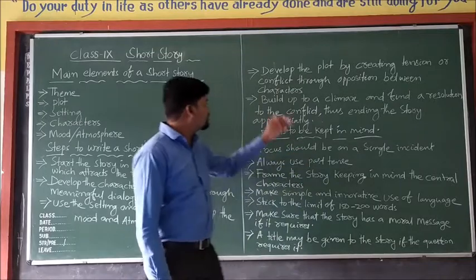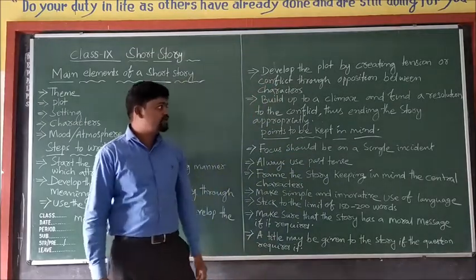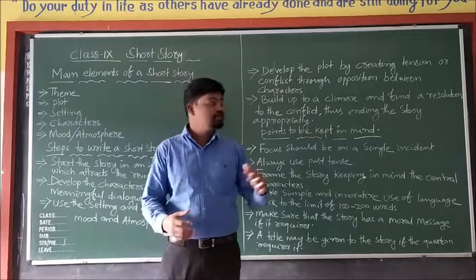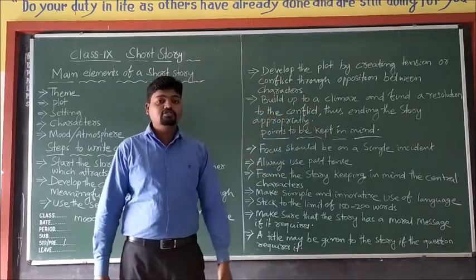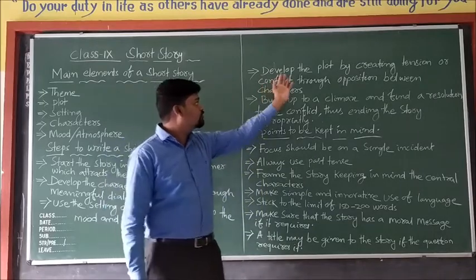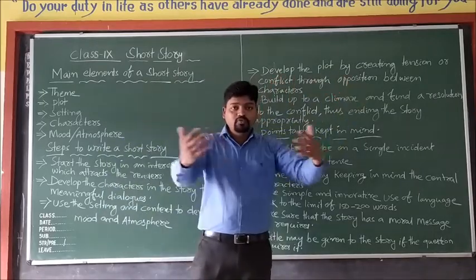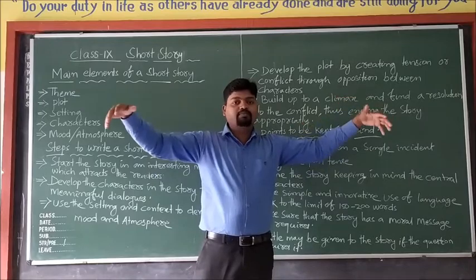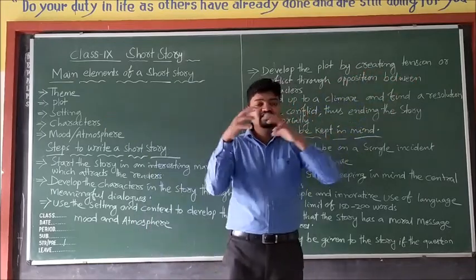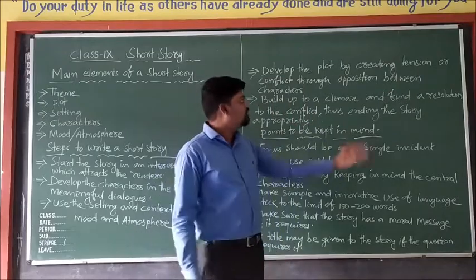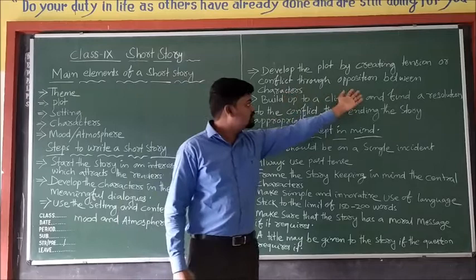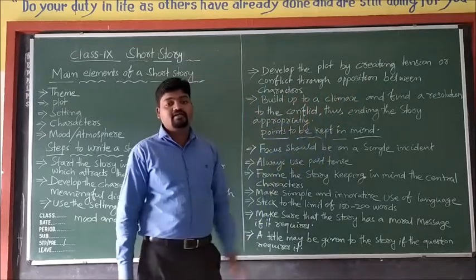So next, develop the plot by creating tension or conflict through opposition between characters. Students, as you write a short story, what do you have to do? You need to develop the plot. Yes or no? You have to create the plot, develop the plot. Then what do you have to do? Creating what? Tension between the characters. Yes or no? Tension or conflicts through the opposition between characters.